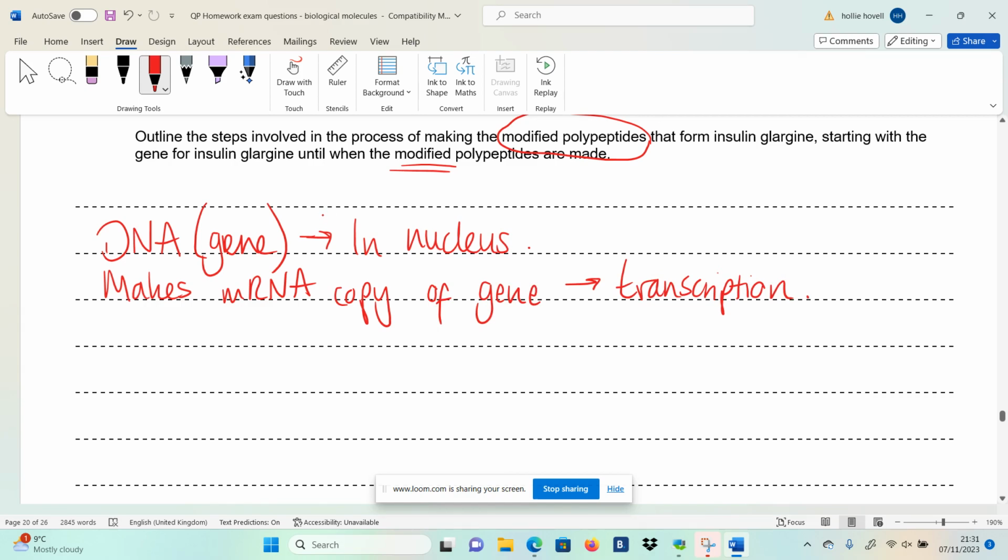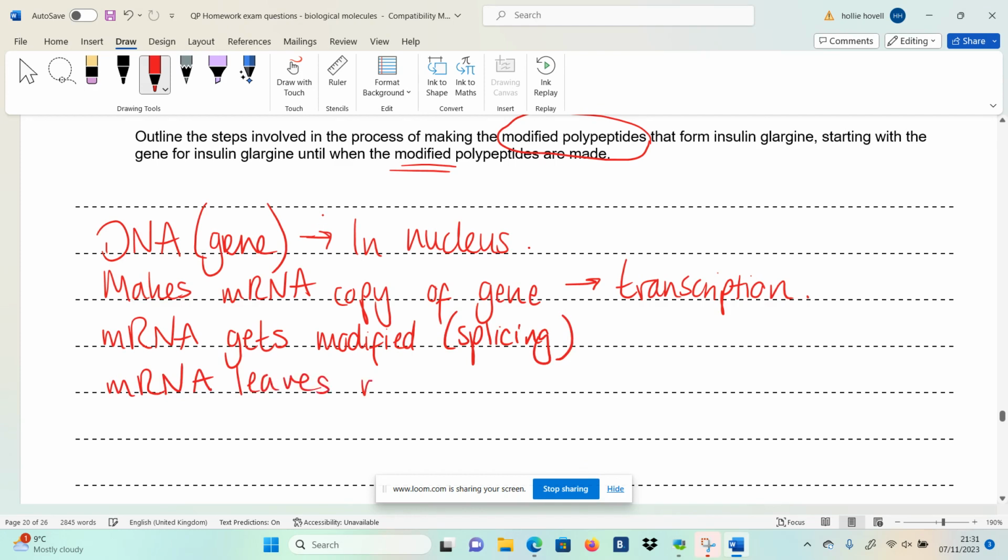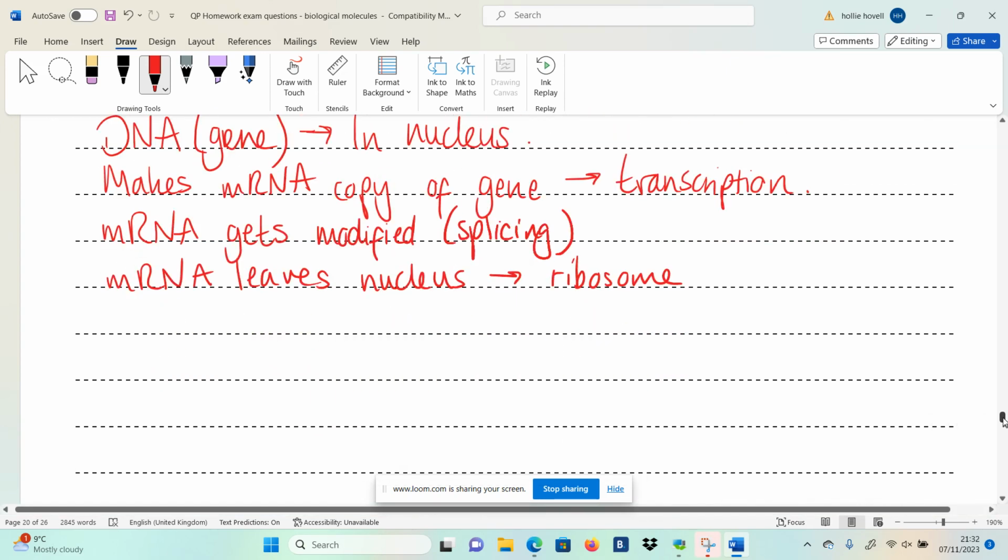Then you could say that the mRNA gets modified to produce the mature mRNA. We could call that splicing. Then we can say that the mRNA leaves the nucleus and goes to the ribosome. You can write this in sentences. I'm just trying to save time, writing it shorter. So then at the ribosome, we're going to make the actual polypeptide.